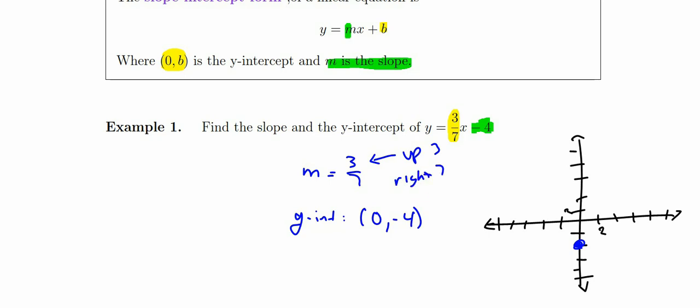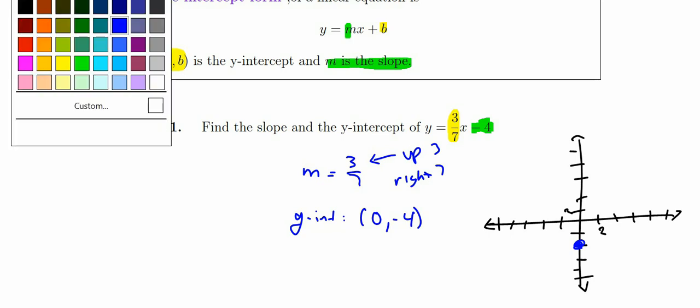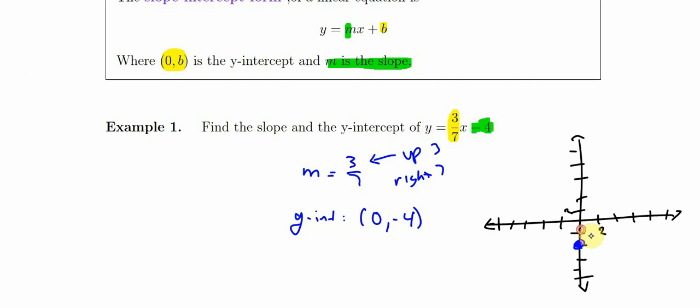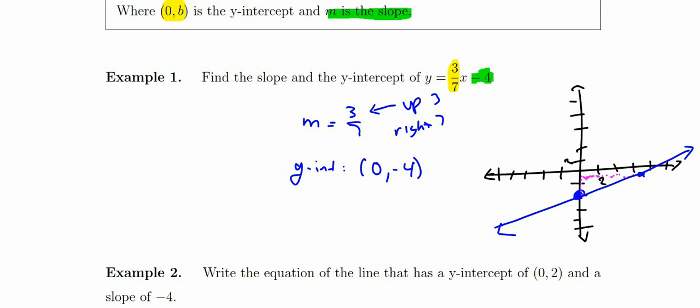If I go up 3, that's here. And then to the right 7: 2, 4, 6, 7. That'll put it somewhere right around in here, and that gives me 2 points. I can put a straight line between them and I have the graph. So it does make it super easy to graph these equations.